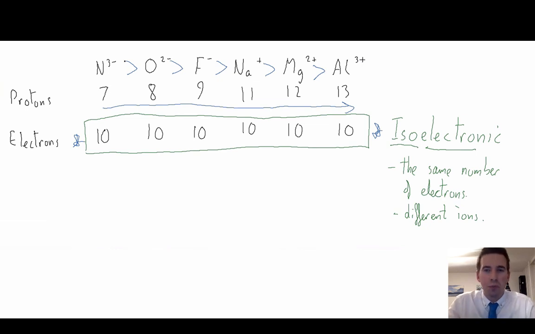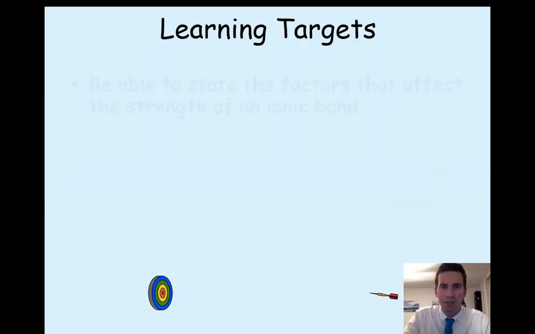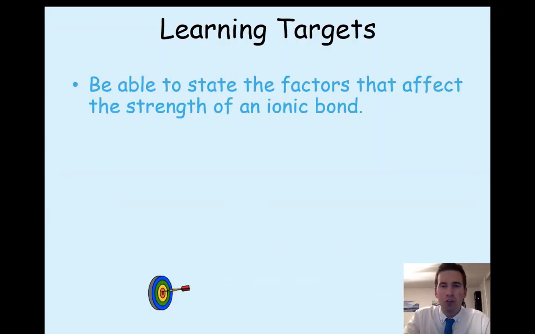So when you're confronted with isoelectronic ions, which is quite a common question, either in the multiple choice or in a 1 or 2 mark longer answer question, you need to try and recognize that they will have the same number of electrons, and therefore the one with the greater number of protons will have the smallest ionic radii.